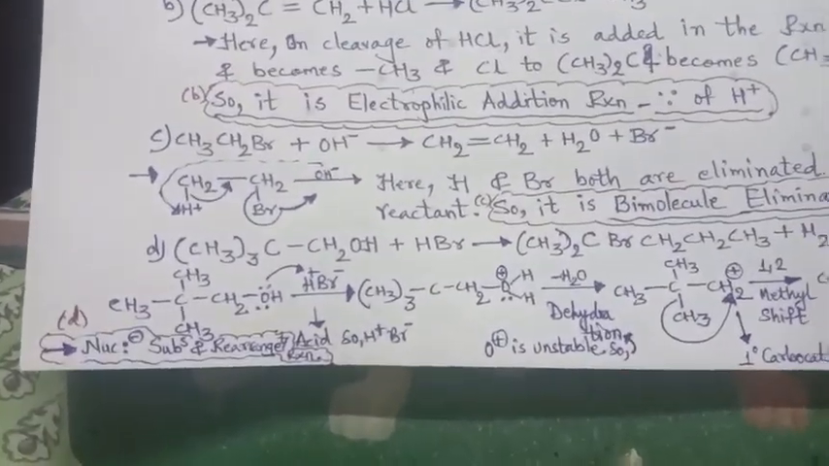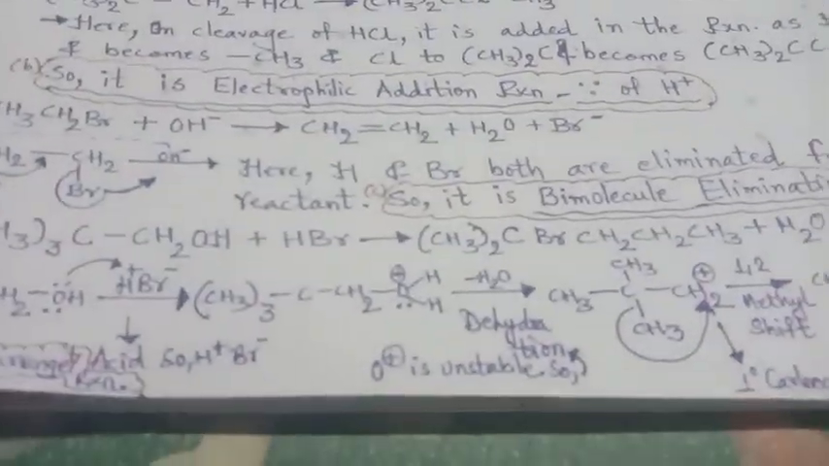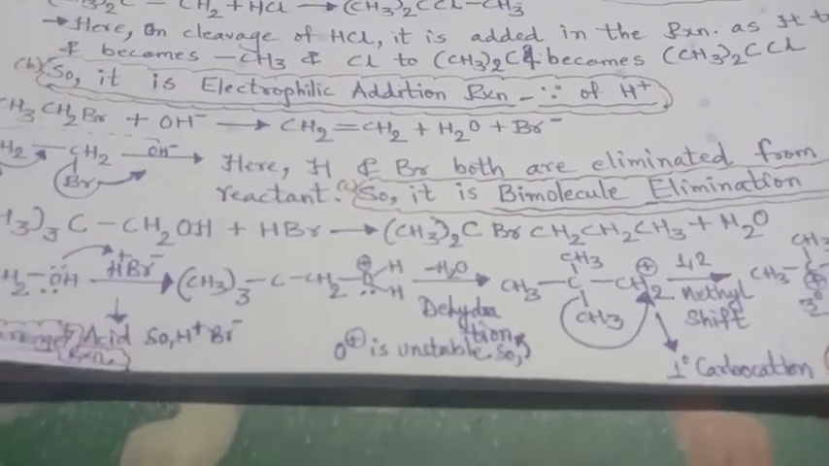And one more is (CH3)3C-CH2OH plus HBr, giving (CH3)2CBr-CH2CH3 plus H2O. So what type of reaction is this? We are supposed to understand. See the structure: C, CH3, CH3, CH3, that means (CH3) thrice, then CH2OH having two lone pairs, and the attachment is HBr. Again this is an acid, hydrobromic acid, so H plus and Br minus.